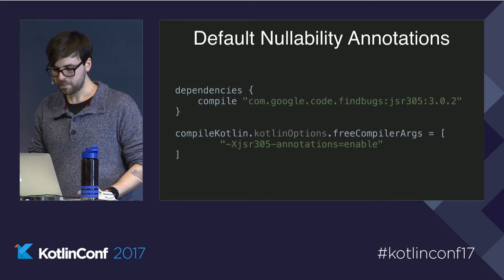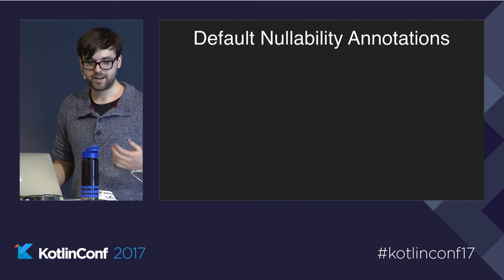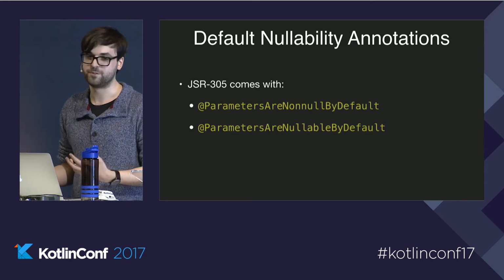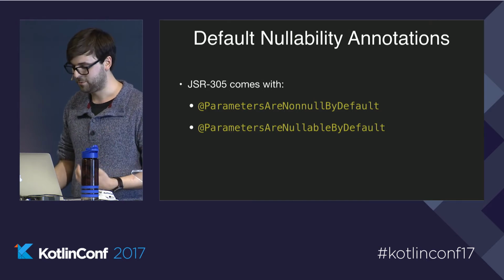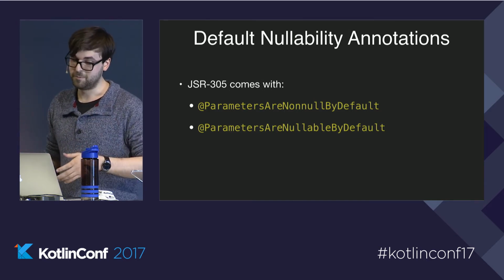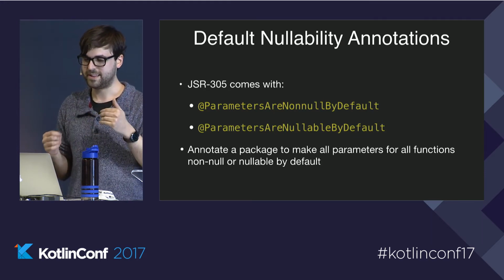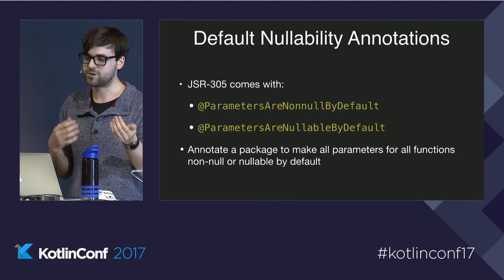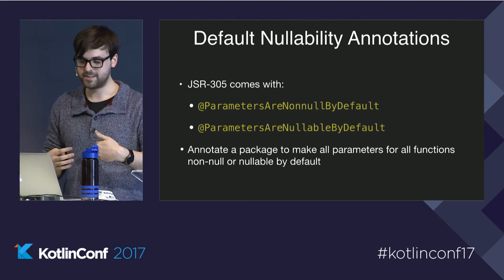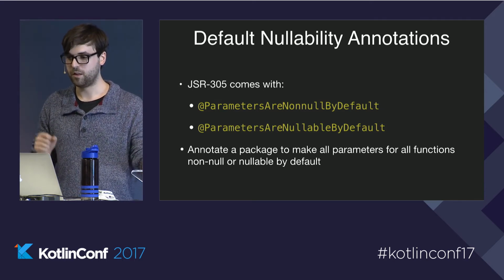Anyway, so JSR 305, you'll notice it comes with these two annotations that are a real mouthful. Parameters are non-null by default, and parameters are nullable by default. And they do exactly what they say on the box. Whatever you annotate, it becomes non-null or nullable by default, right? So if I annotate my package, every single Java method in that package, this applies to Java, all those Java methods, unless they have nullable annotations, if I use the non-null by default one, they'll all be non-null.